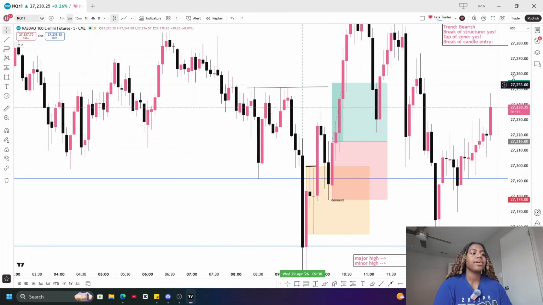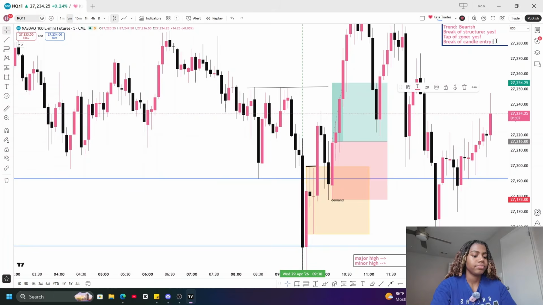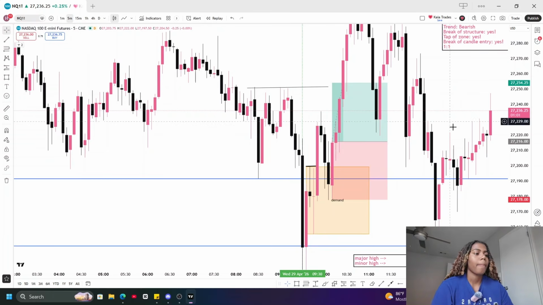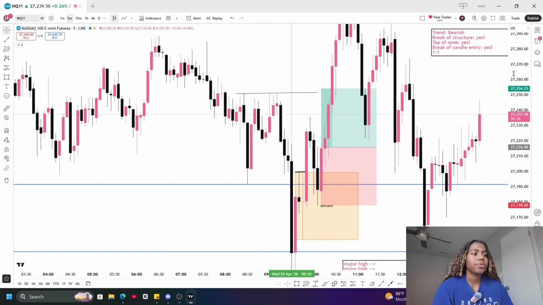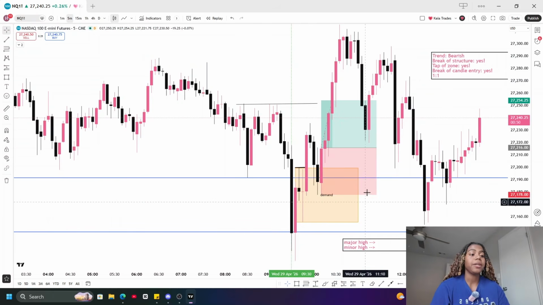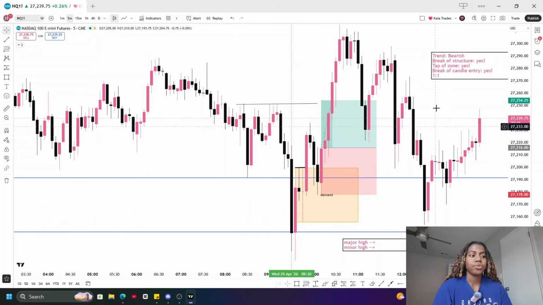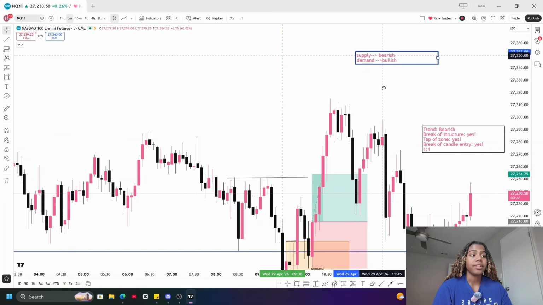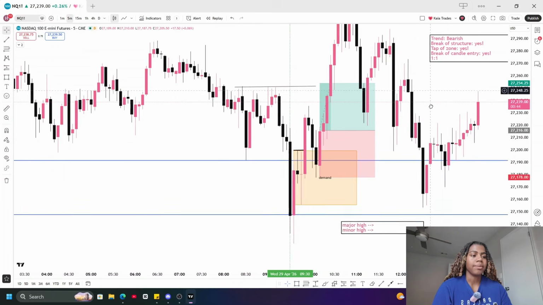Okay, we're gonna take a look at a few more. Break of candle entry, we absolutely got that. And then we aim for the 1-to-1. Boom. We're going to look at a few more examples, a bearish example, and I think another bullish example, just to kind of give you a more familiar look of what a break of structure could be and how we're going to enter our zones, as well as how we're going to determine our supply and demand zones.